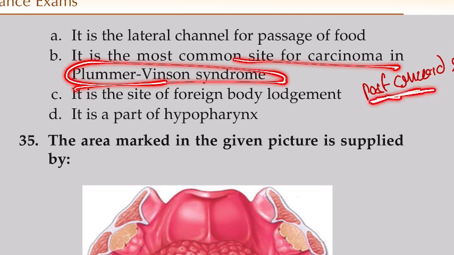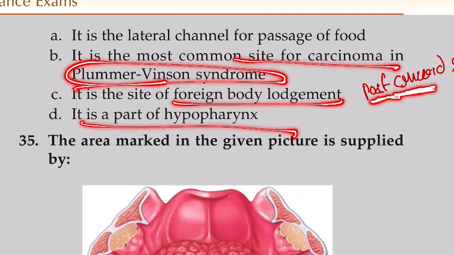But here the structure shown is the pyriform fossa, so that is the right answer. It is the site of foreign body lodgement. Yes, it is part of the hypopharynx. The hypopharynx comprises the pyriform fossa, the posterior pharyngeal wall, and the postcricoid region, out of which the postcricoid region is the site of Plummer-Vinson syndrome.